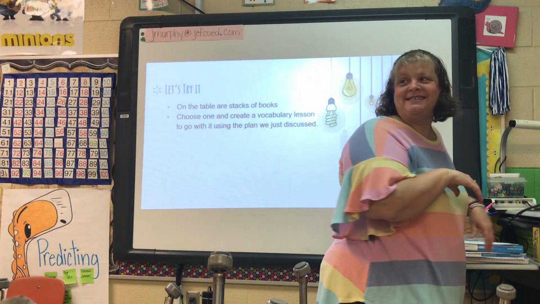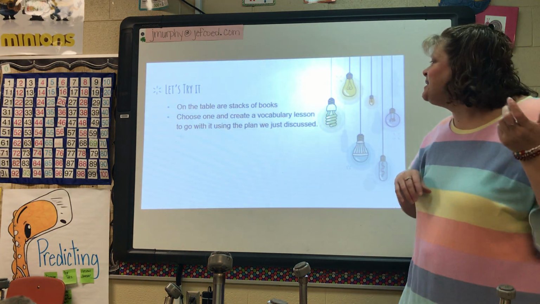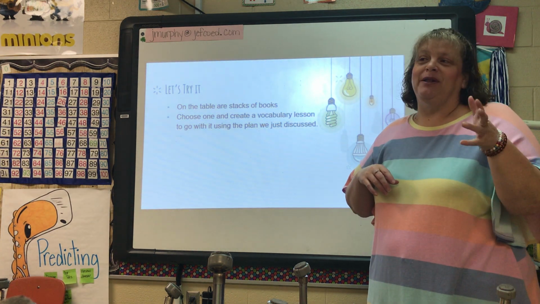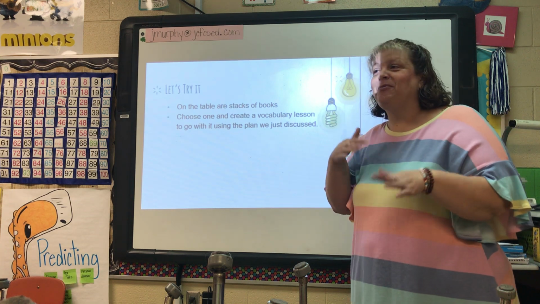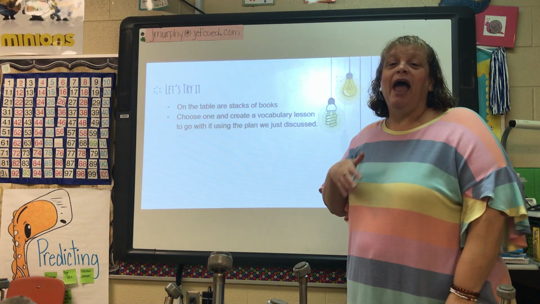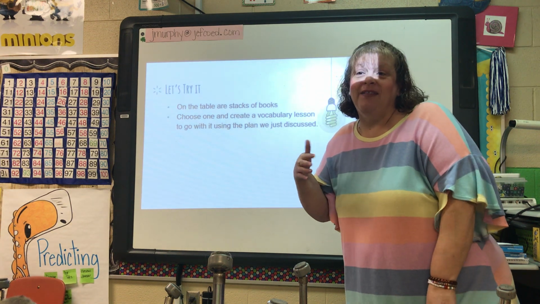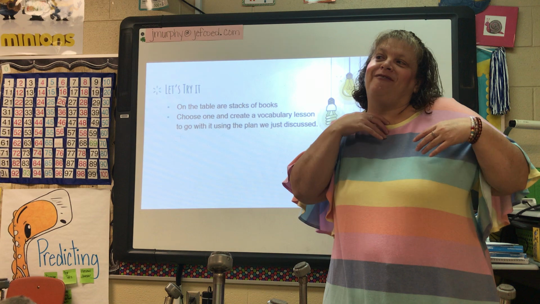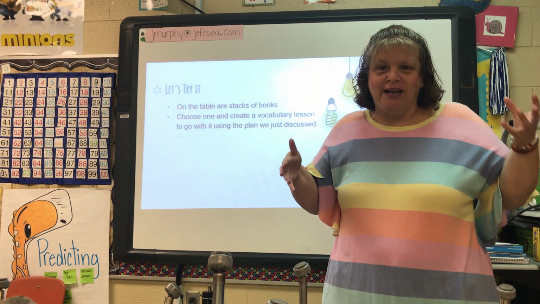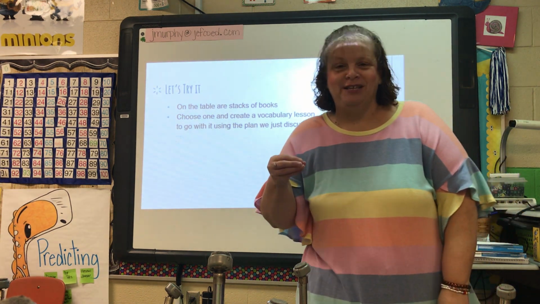On the table you have stacks of books, and in those books we're going to look for 2 to 3 vocabulary words. You can work as a group, you can work as a grade level, and we're going to go through the plan just like we discussed, and we're going to work it all out, and then we're going to share our words. And now, by having different groups, we're going to have like 4 or 5 different sets of words instead of all the things to go together.